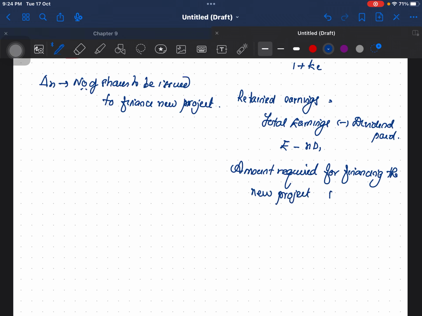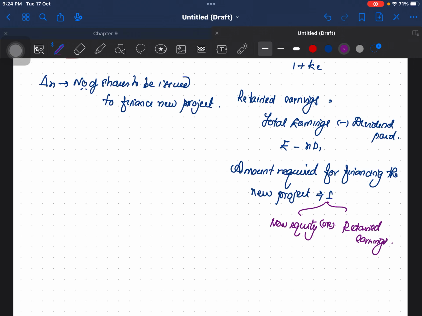Let it be I. So I is the amount required for financing the new project. Now how can you raise this I? I can be raised either by way of new equity or by way of what? Retained earnings. Because in the assumption we say that there is no debt, retained earnings.